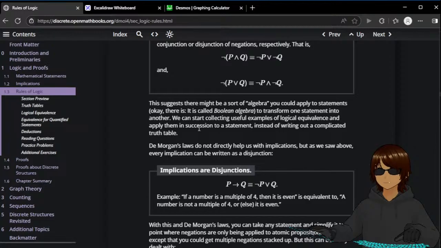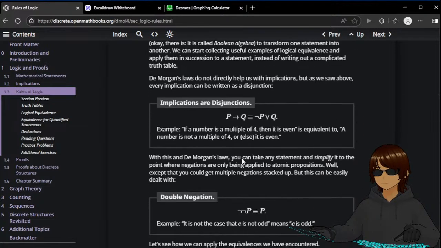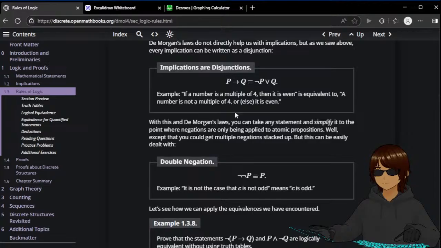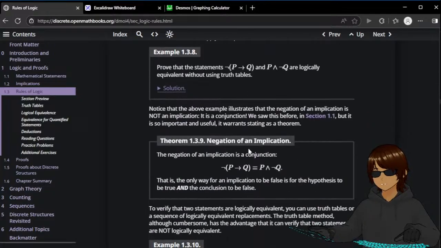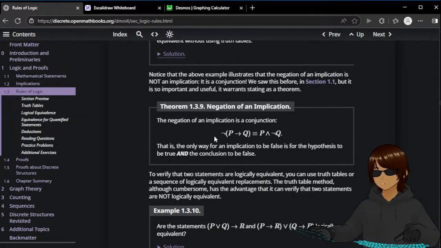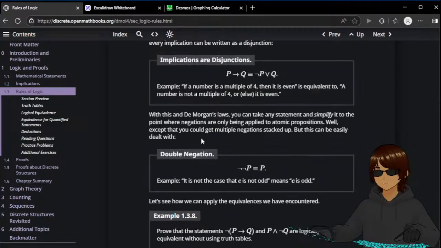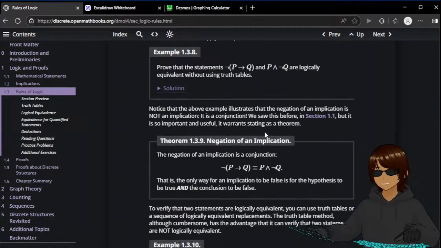De Morgan's laws do not directly help us with implications, but as we saw above, every implication can be written as a disjunction. You have double negation, and negation of an implication. So we are just negating both sides, right?